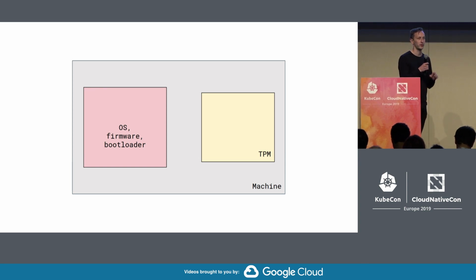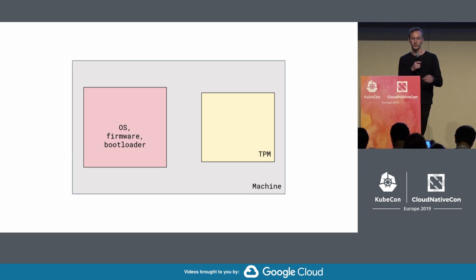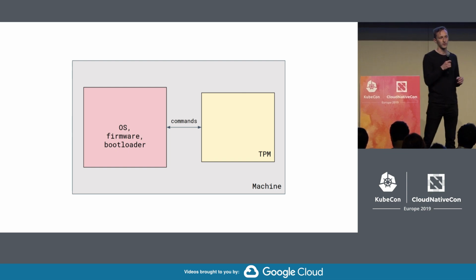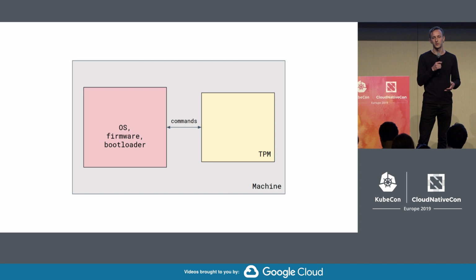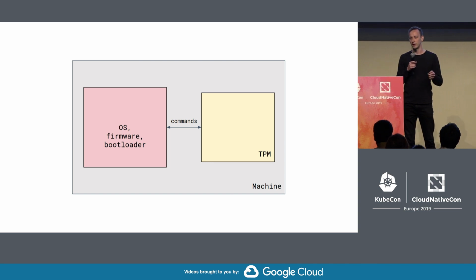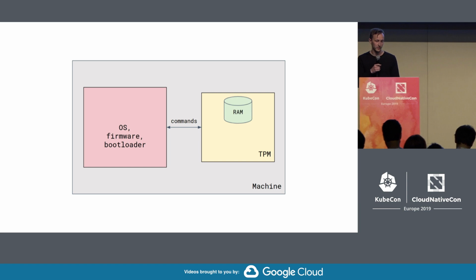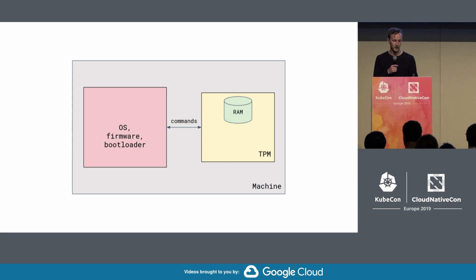OK, the main selling point of TPMs at a high level is memory isolation. TPMs live in a separate world of their own outside of your OS, firmware, or bootloader. And the software on your system interacts with them through a set of very specialized commands. It's a simple request-response protocol. And the TPM is completely passive. So unless the system asks it to do something, it doesn't do anything. TPM has two types of memory. So the runtime memory, same as your RAM that's wiped on reboot, and non-volatile memory, which is persisted across reboots.